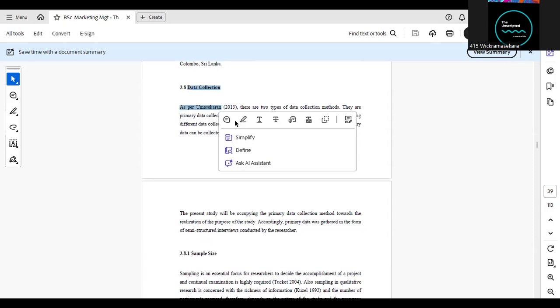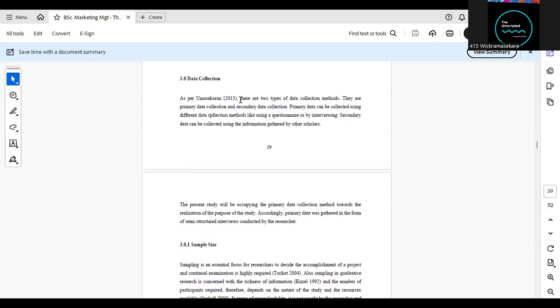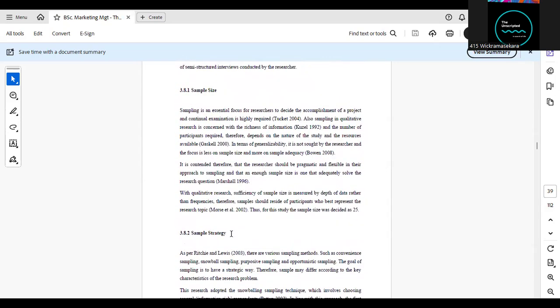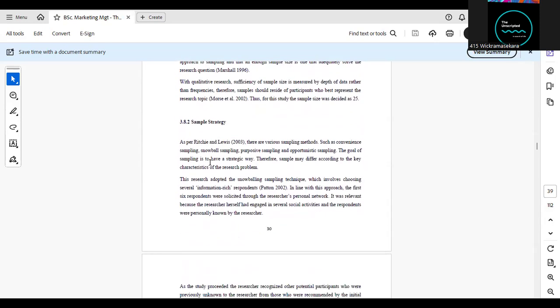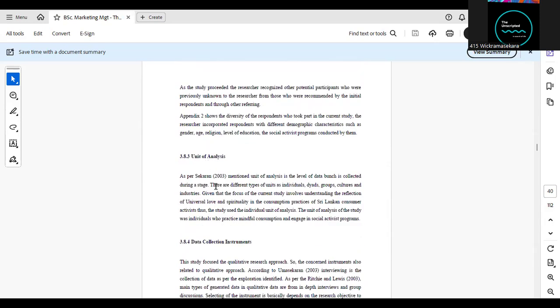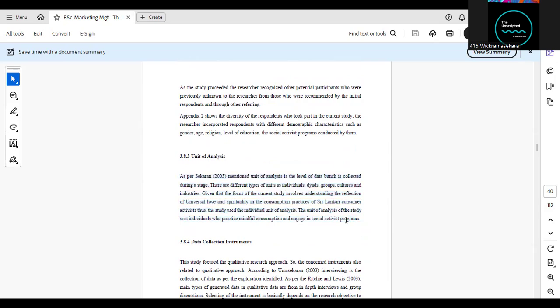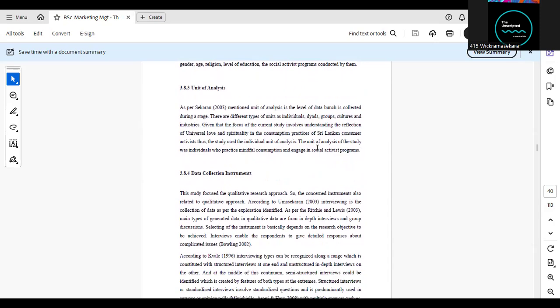And then the data collection. A similar format is there: the methodological literature and why you have chosen it, the justification, the sampling strategy, the size strategy, and then the unit of analysis, which is definitely going to be individuals, right? Because you're not going to collect data from companies, it's going to be individuals for many of your studies. Even in this study, we have interviewed Sri Lankan consumer activists, who are individuals, right?